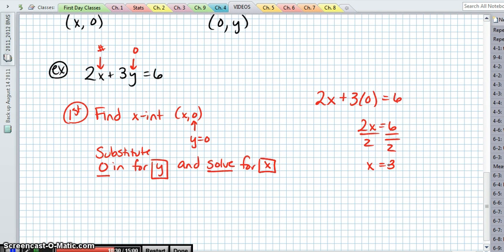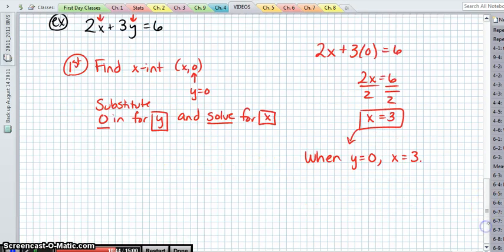Now, we're not done because remember we need to have an ordered pair for the x-intercept. So basically we are saying that when y equals 0, x equals 3 because we substituted 0 in for y and we found that x was equal to 3. How do you put that in an ordered pair? Well, you'd reorder it as (3, 0). So (3, 0) is a point that makes this equation true.